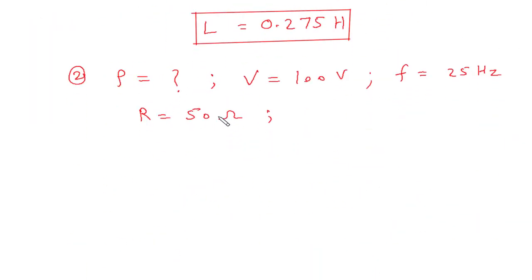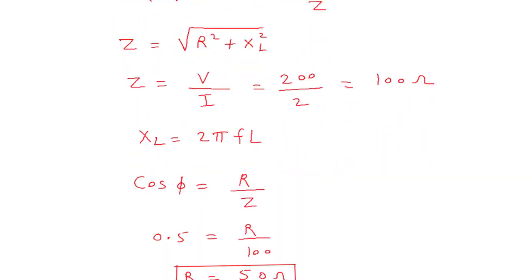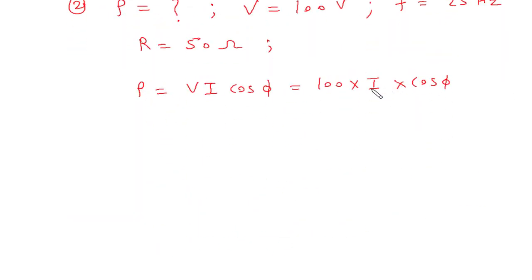So now we can find power consumed. The formula for power is equal to VI cos phi. So voltage is 100, into current. We have to find this current. And cos phi is also needed. Cos phi will be also different because the value of Z will change. So we have to find this I and cos phi.